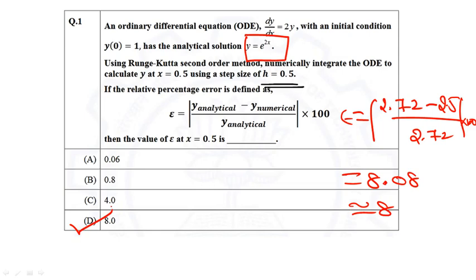So it is a somewhat lengthy one, and we also need the formula for Runge-Kutta second order. The formula is y1 equal to y naught plus 1 by 2 into k1 plus k2. That's the formula we use here.